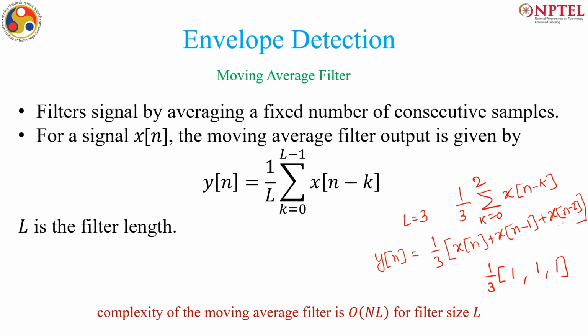And now, if the length of the signal is L and it is a convolution operation and the convolution is done in the naive way, then we will say the order is n times L.